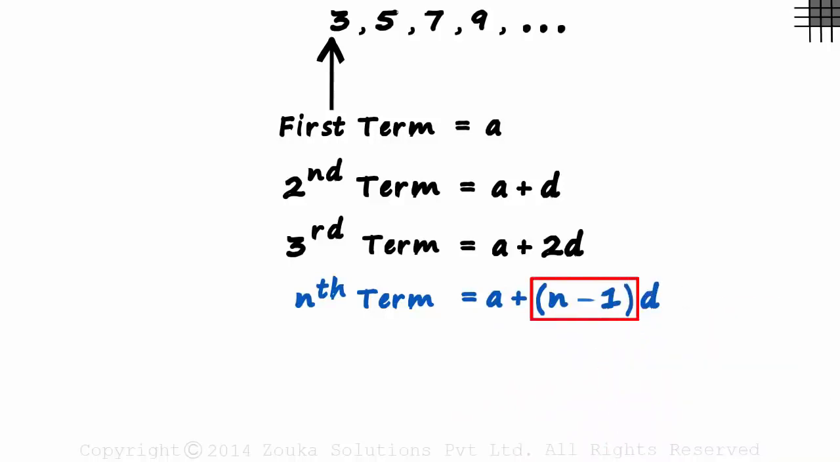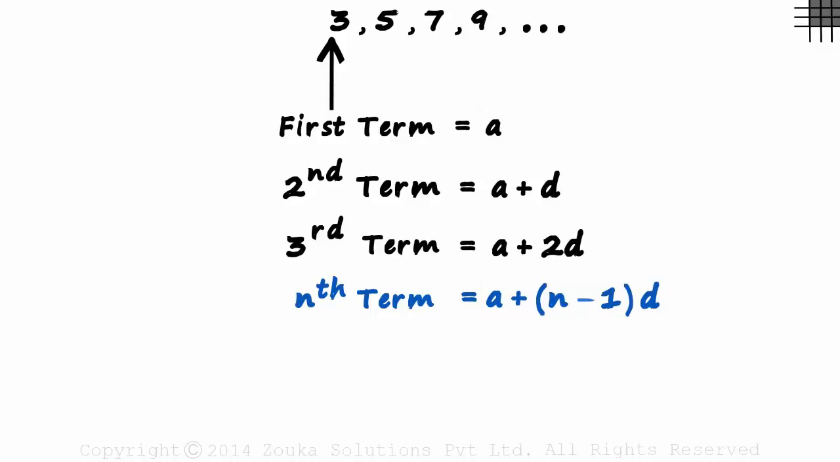Why n minus 1? Observe the pattern. Third term, 2D; second term, 1D. So this is the formula we had seen earlier: first term plus (n minus 1) times D. It's just that we have written the first term as A.